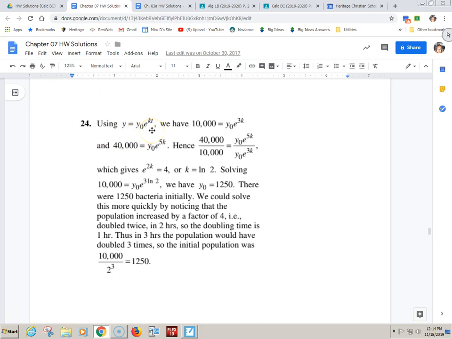Must have been a directly proportional rate. They gave us a number, and it was a big old plug and chug, just playing around with algebra, to be honest, guys. So at the end of the day, the initial population, hopefully you found it to be 1250.